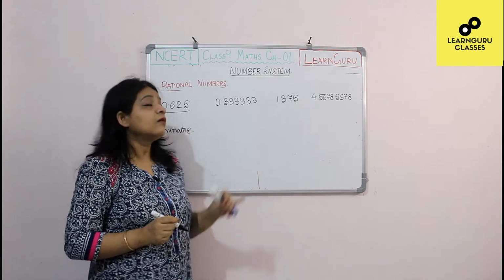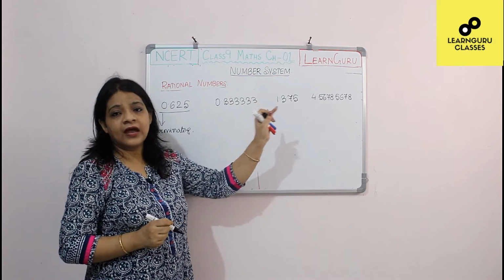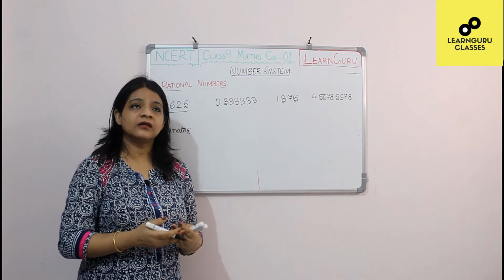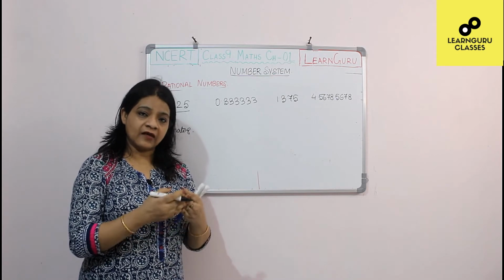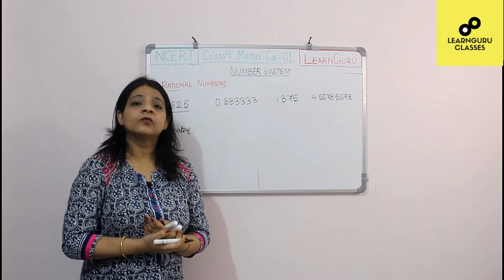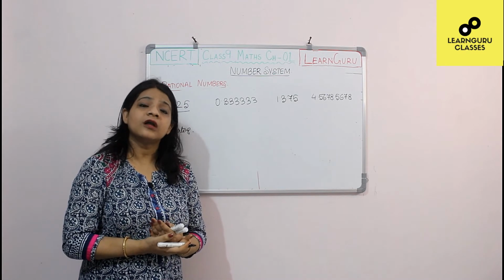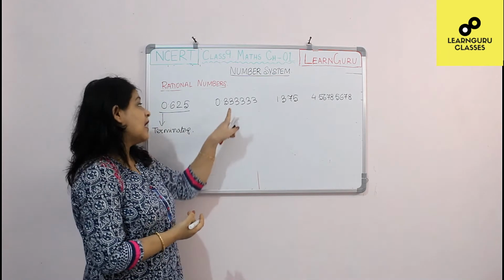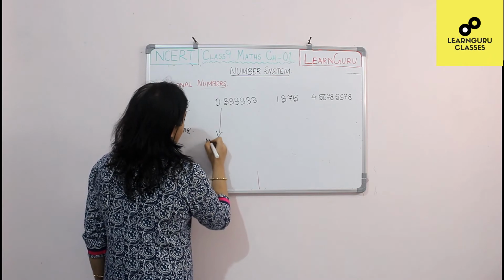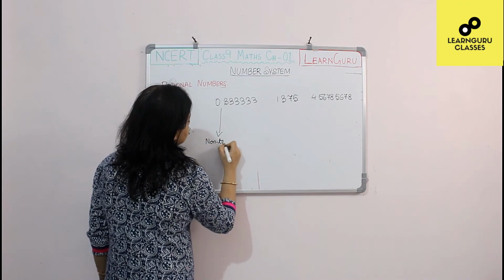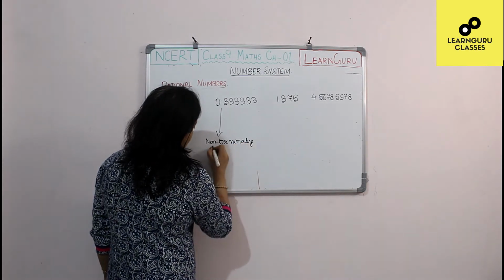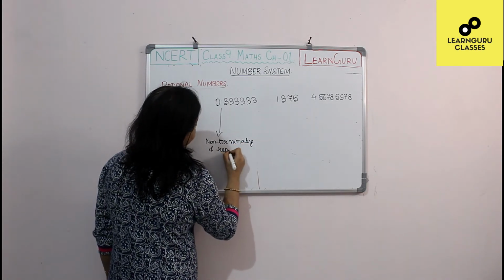Now 0.333333. Here clearly you can see that 3 is being repeated. Which means the value of the remainder has been repeated and the division has never ended. So we can say that it is a non-terminating decimal expansion, and since 3 is being repeated, we can say that it is non-terminating and repeating.